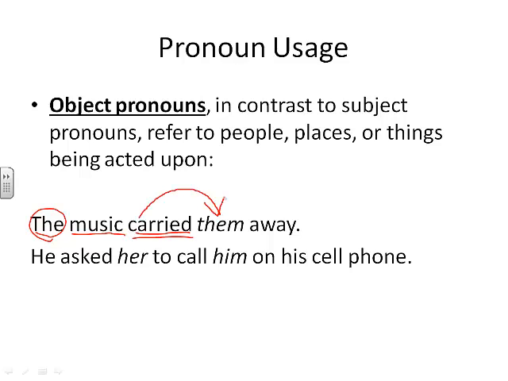In the case of the next sentence, "He asked her to call him on his cell phone," well, we have three pronouns, really. The first pronoun is the subject pronoun. He did the asking. Her is an object pronoun. Who did he ask? He asked her. She is being acted upon. Call is also a predicate, and him is being acted upon, the object pronoun.